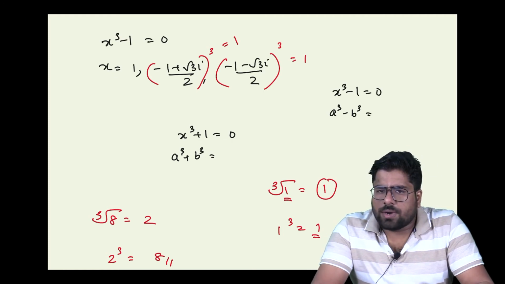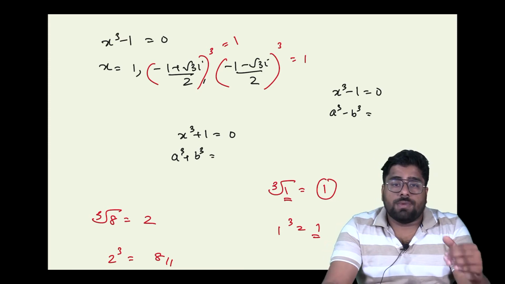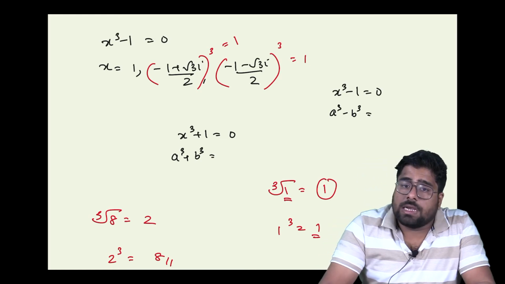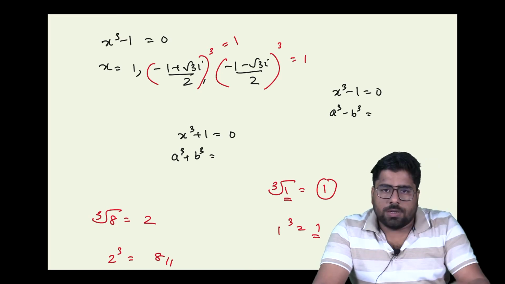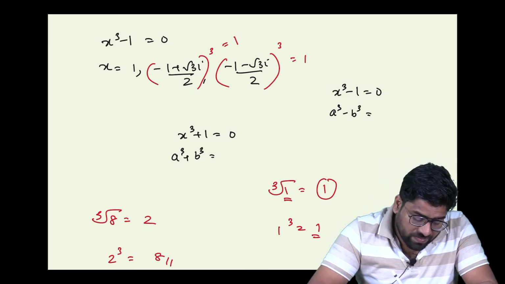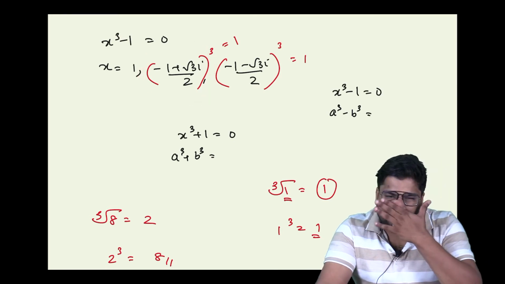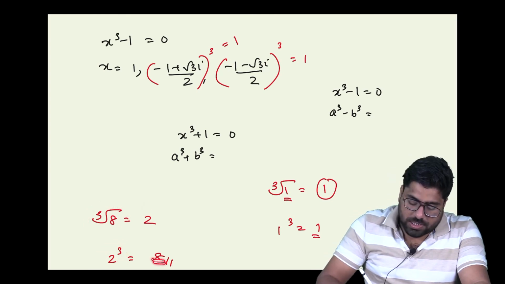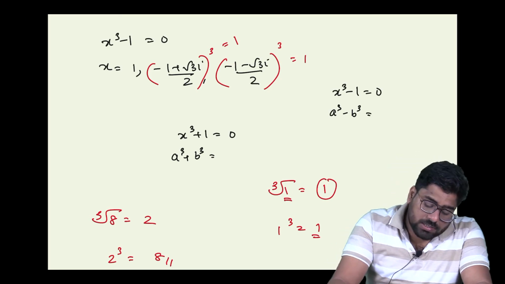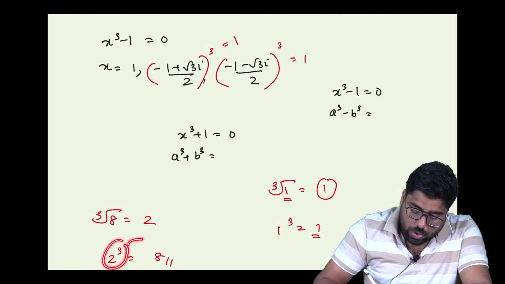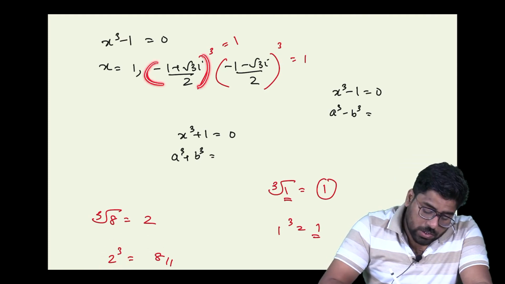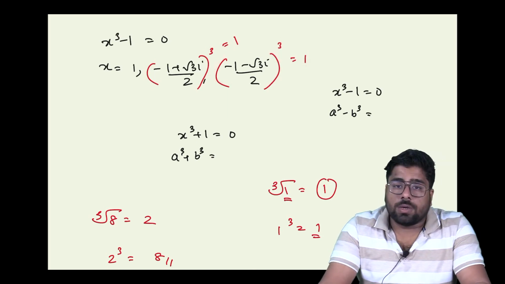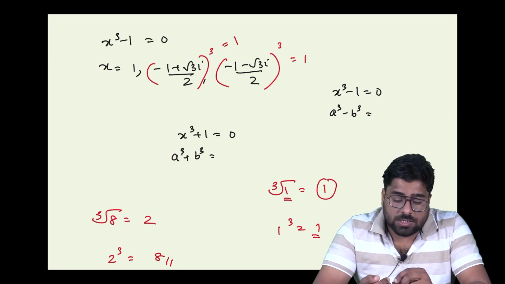Now, let us try to understand how to do this. For doing this, you need to have a basic idea about how to do the addition, subtraction, multiplication and division of complex numbers. That's a very important thing you're supposed to learn, and only after learning that will you be able to do this. The logic is that when I say the cube root of 8 is equal to 2, then if you take the cube of 2, you're supposed to get the answer 8. Similarly, if I take the cube of each of these numbers, I'm supposed to get the value 1. This is the logic that we are supposed to follow.